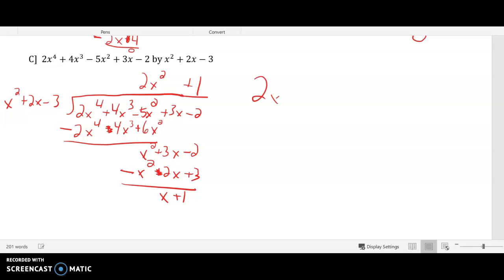So your final answer is going to be this plus a remainder. Now, in elementary school, you may have just written r with this, but we don't do that. We write it over what we are dividing by. So this is your remainder, if you want to think of it this way. Okay? So that's long division.